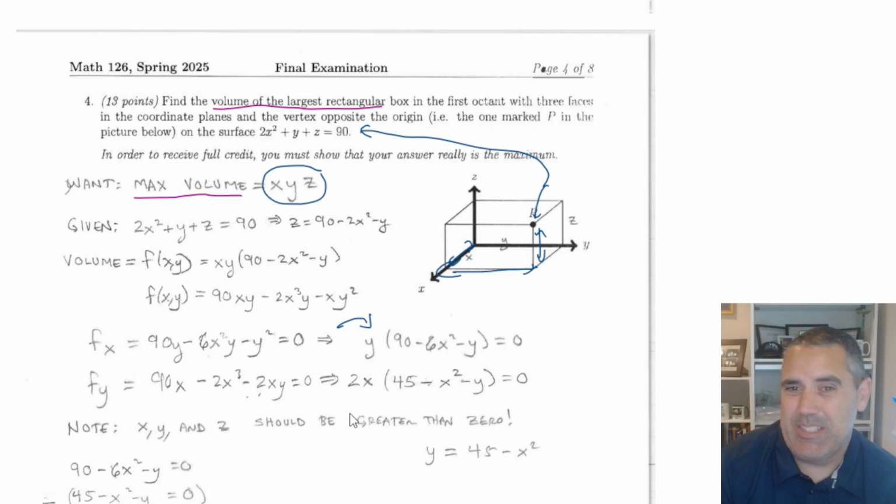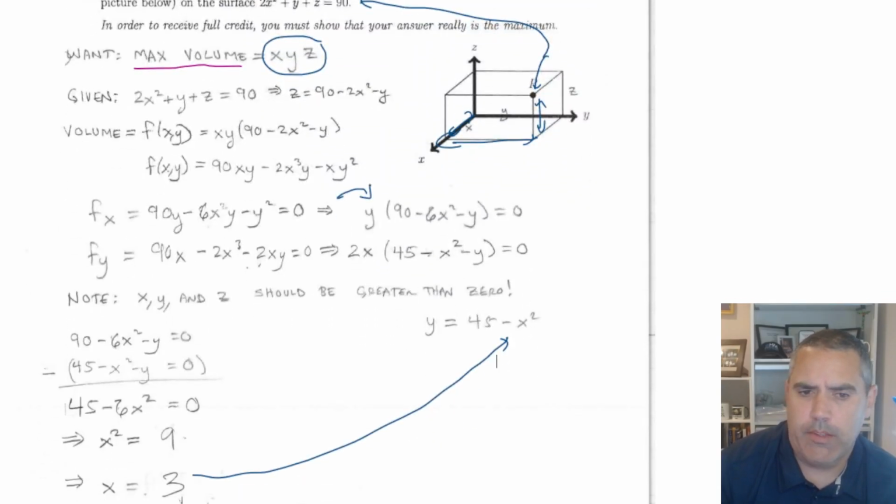x and y can't be, well, they could be 0, but then it wouldn't be a very interesting box. So then we combine these two. I saw a lot of people do a rather long bit of solving here. So anyways, you get x is 3, plus or minus 3, but only the positive 3 makes sense. You plug that in here, you get y. You can plug it back in and get z if you want. But the question wanted the volume, and so I plugged that into my function, and that's how I got this.